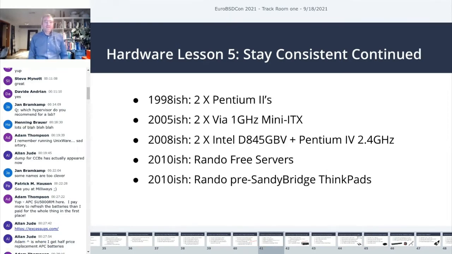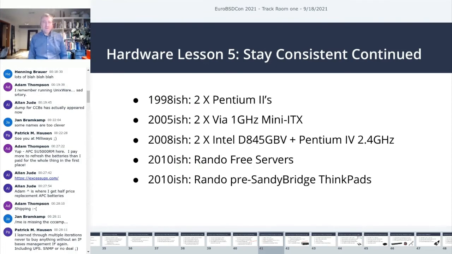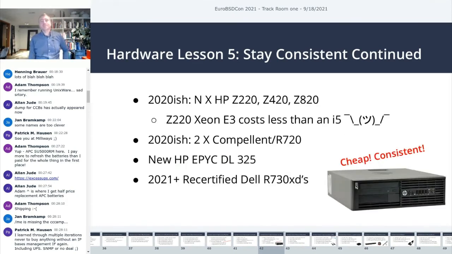Moving on about that consistency, this is partly from memory, partly from some random stuff I found. I had two Pentium 2s in big old towers. And in Europe, in Riga, I had little 1 gigahertz mini ITX VIA machines back when VIA PadLock was a thing. That was cool. I see I have an estimate, which I think I bought for two tower machines, Pentium 4s. And then in the 2010s, I had some rando free servers when I returned to the US and had no budget whatsoever. Then random pre-Sandy Bridge ThinkPads, then some Sandy Bridge onward, when things really got interesting because of, say, virtualization support.